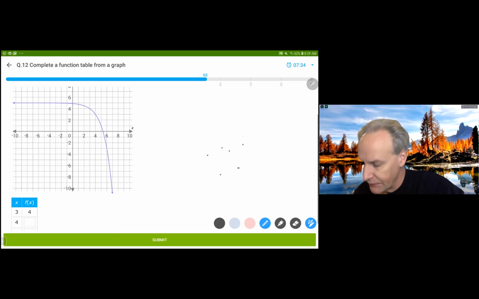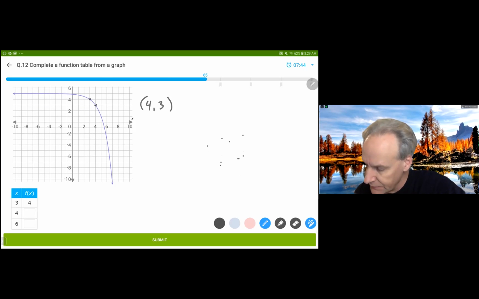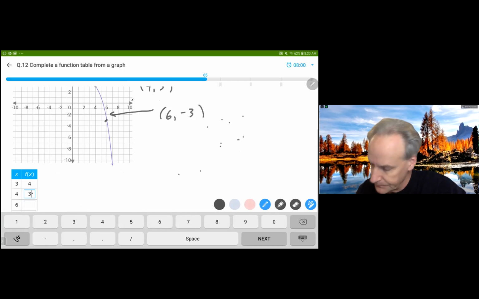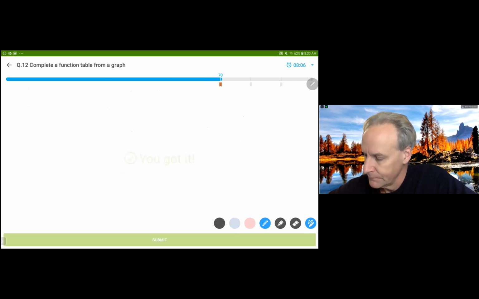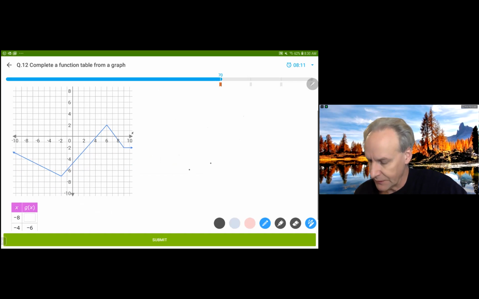Anyway, 3, 4 is right there, and 4, 3 is right there, and 6, negative 3 is right there. Be careful. I almost went with the negative 2, but we can see it's a little off. That's going to be at 6, negative 3. So we're at 4, 3 and 6, negative 3. We're just reading the graph, that's all. Looks almost like a stock market ticker, doesn't it?